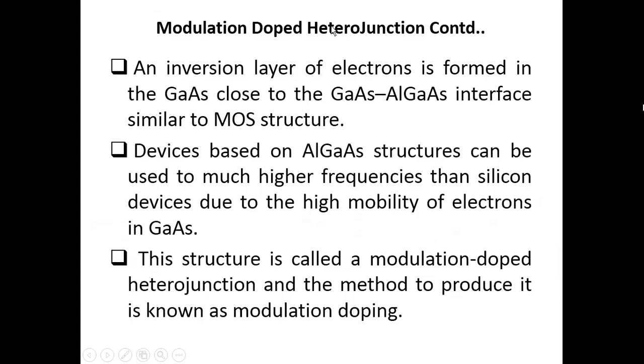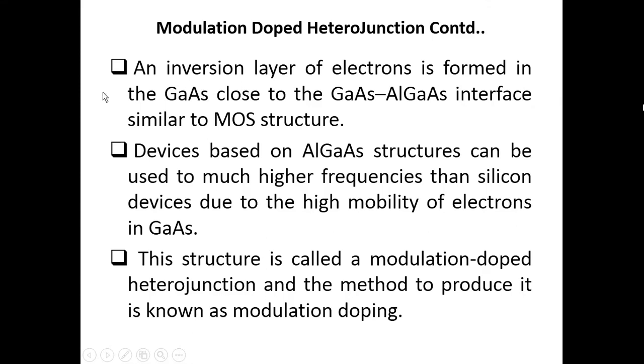An inversion layer of electrons is formed in the gallium arsenide close to the gallium arsenide and aluminum gallium arsenide interface, similar to the MOS structure. In this modulation doped heterojunction, an inversion layer of electrons is formed at the interface, as we have seen in the case of the MOSFET.